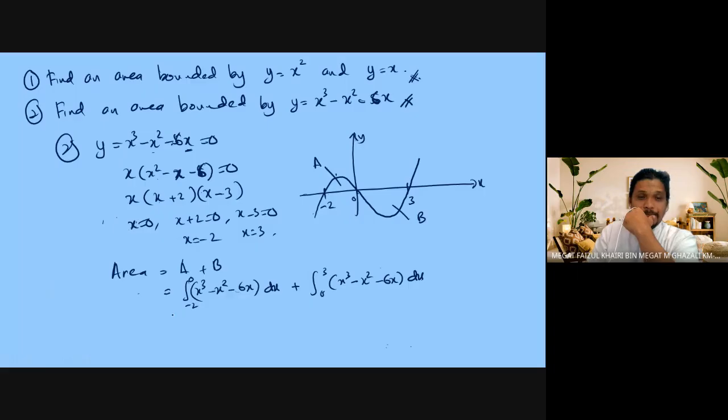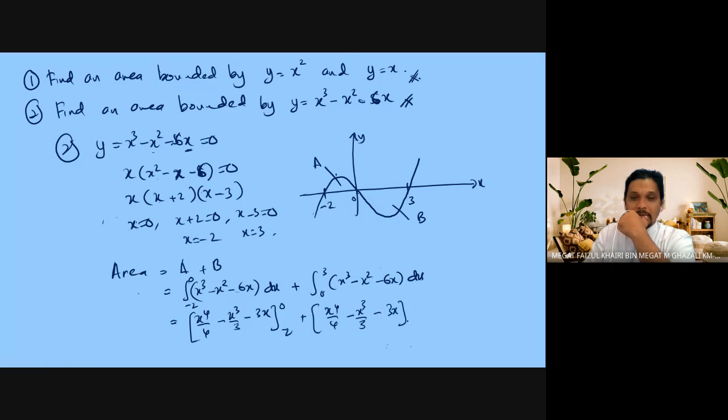Okay, so now x to the power 4 divided by 4 minus x cubed over 3 minus 6x squared over 2, so it becomes 3x squared, from negative 2 until 0, plus the same with this one here now, x to the 4 over 4 minus x cubed over 3 minus 3x squared from 0 until 3. This is negative 2. So, okay, first we substitute with 0. 0, 0, 0 is all 0.